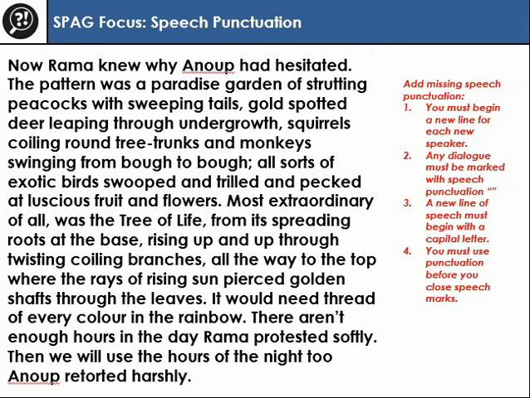Now Rama knew why Anoop had hesitated. The pattern was a paradise garden of strutting peacocks and sweeping tails, gold-spotted deer leaping through the undergrowth, squirrels coiling round tree trunks, and monkeys swinging from bough to bough. All sorts of exotic birds swooped and trilled and pecked at luscious fruit and flowers. Most extraordinary of all was the tree of life, from its spreading root at the base, rising up and up through twisting, coiling branches all the way to the top, where the rays of rising sun pierced golden shafts through the leaves. It would need thread of every colour in the rainbow.